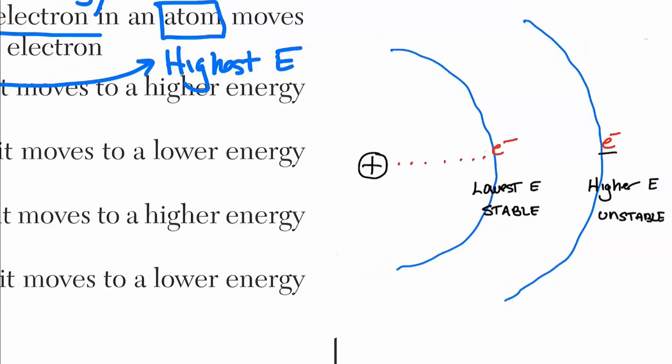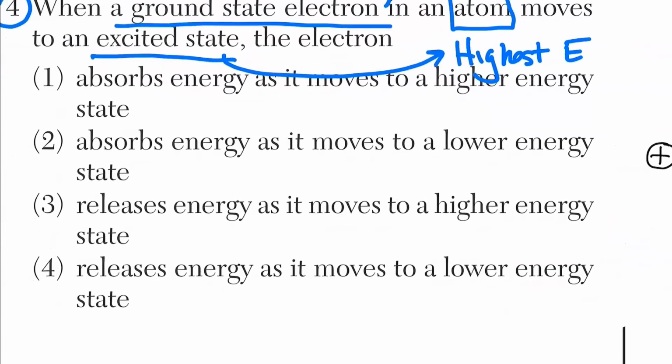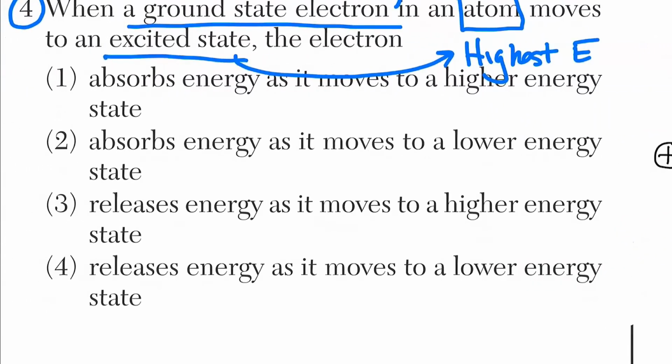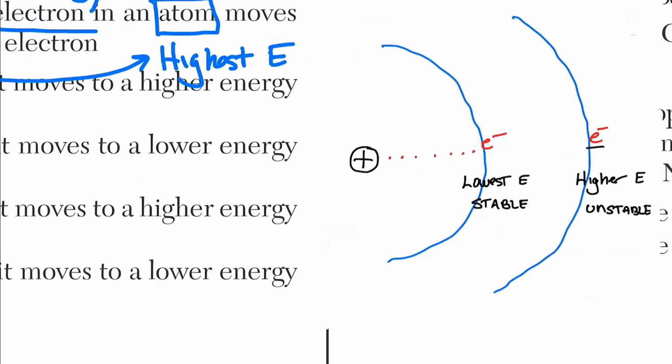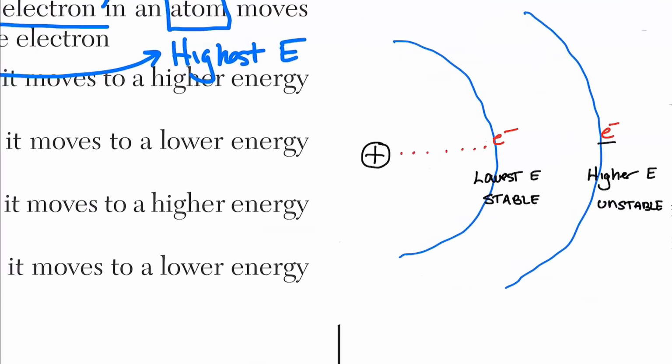Now, back to the question. Why do I care? Well, because in the question it says, when a ground state electron moves to an excited state, what does the electron do? Well, if I've got an electron that's closer to the nucleus here, let's talk about this electron here. If it is given energy that gets it exactly to this point, that's why it's quantized. It can't just go there. It needs to have a minimum amount of energy, and it can leap to this shell.